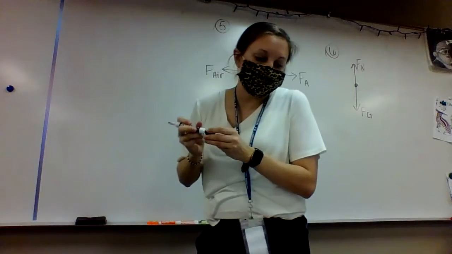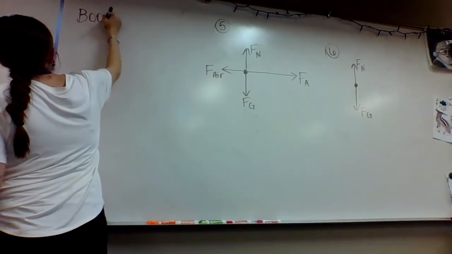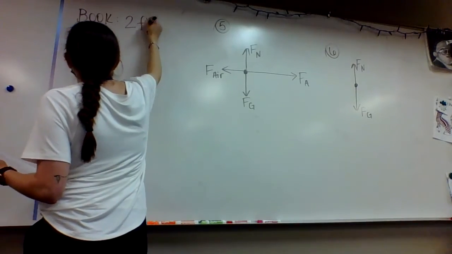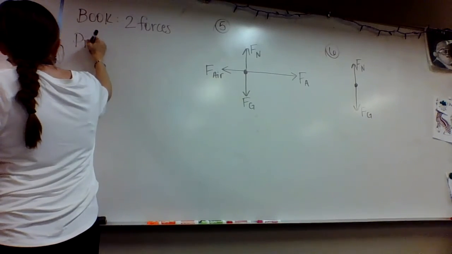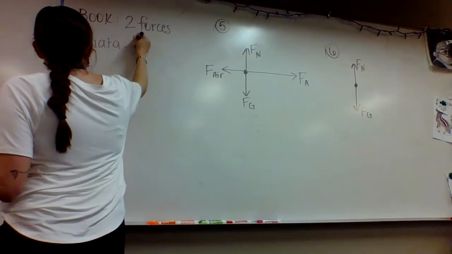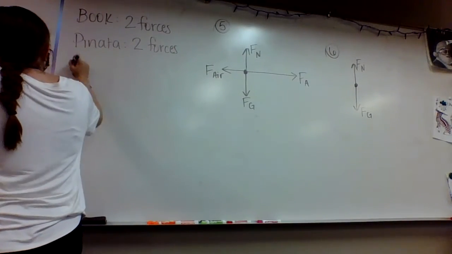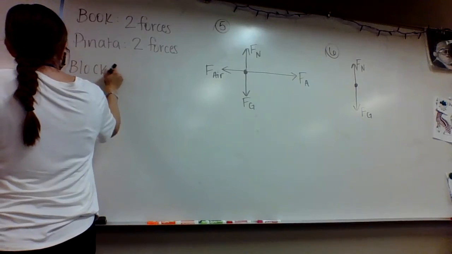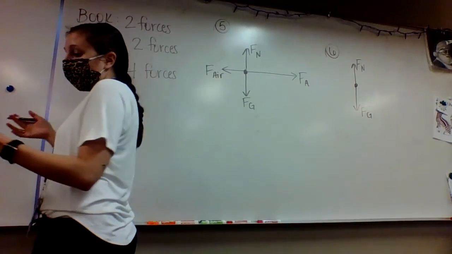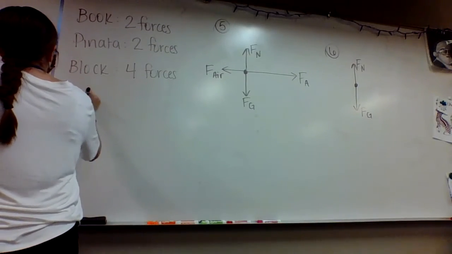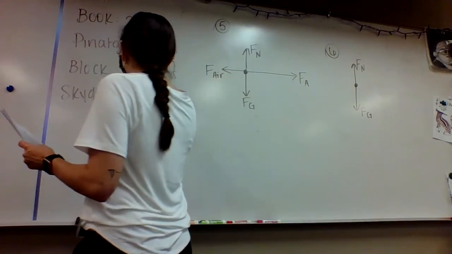So the first one talking about a book, you're going to need 2 forces. So 2 arrows. Your second one is talking about a piñata. You will also need 2 forces for that one. There's one talking about a block. You need 4 forces, or 4 arrows. And then the last one is talking about a skydiver. You will need 2 forces on that one.